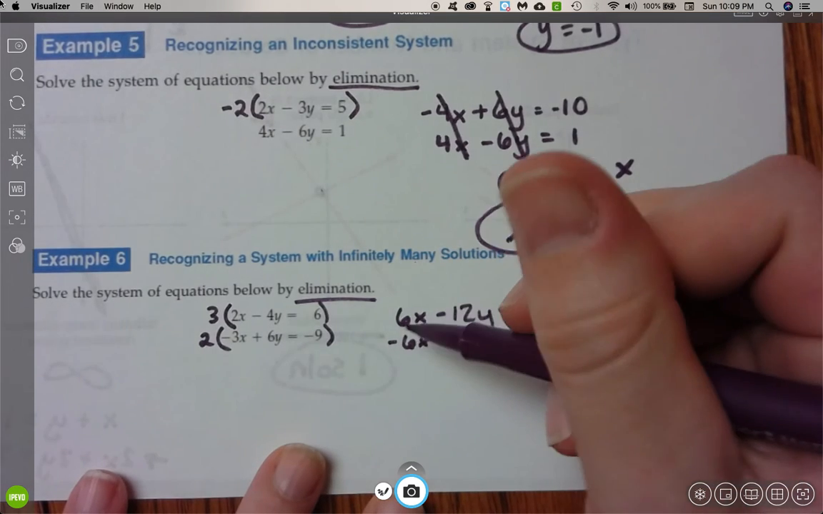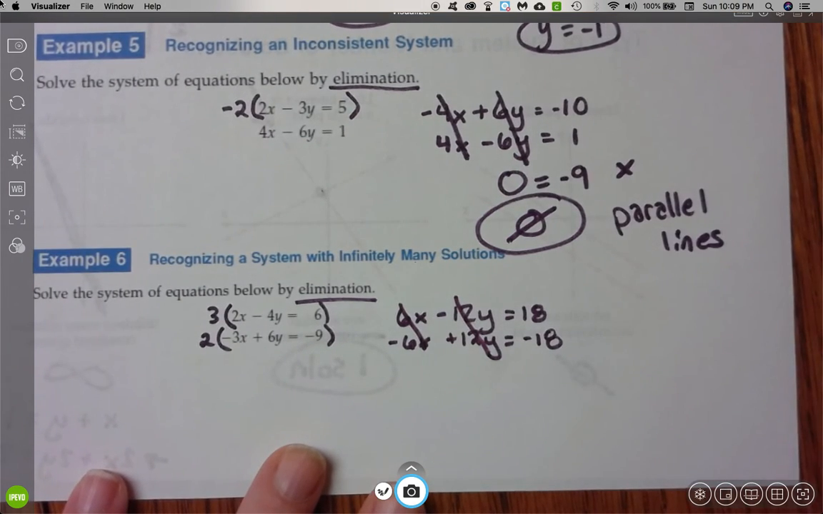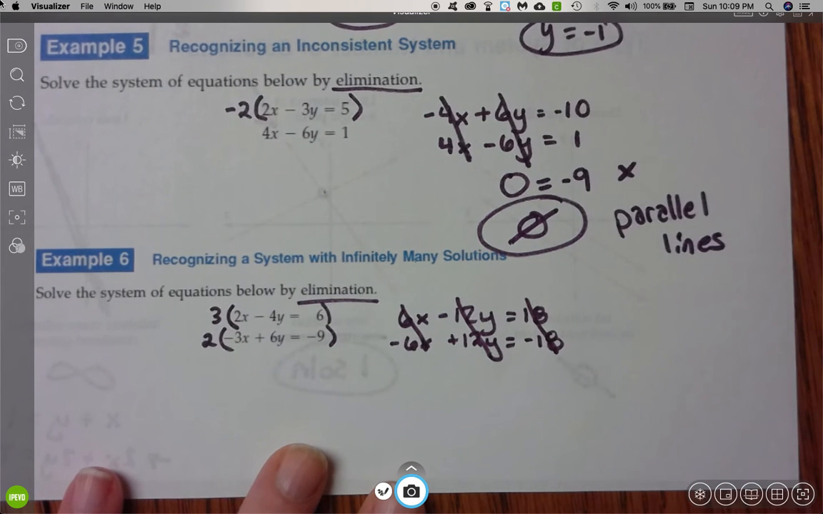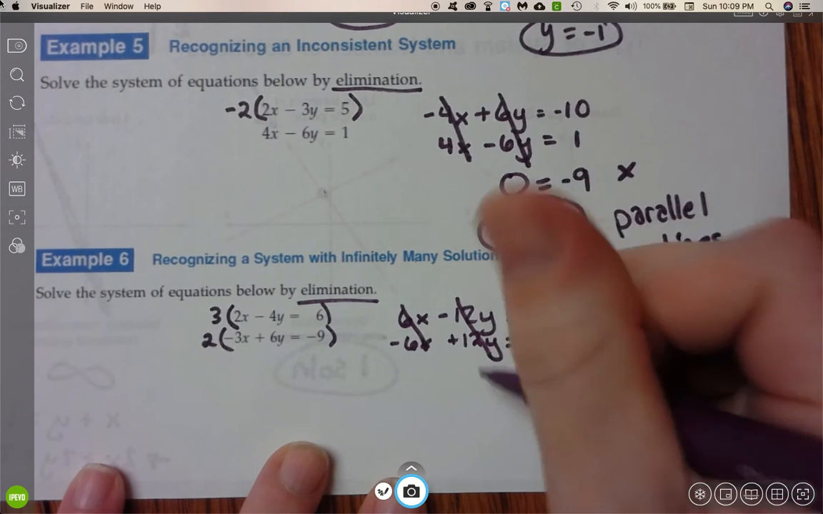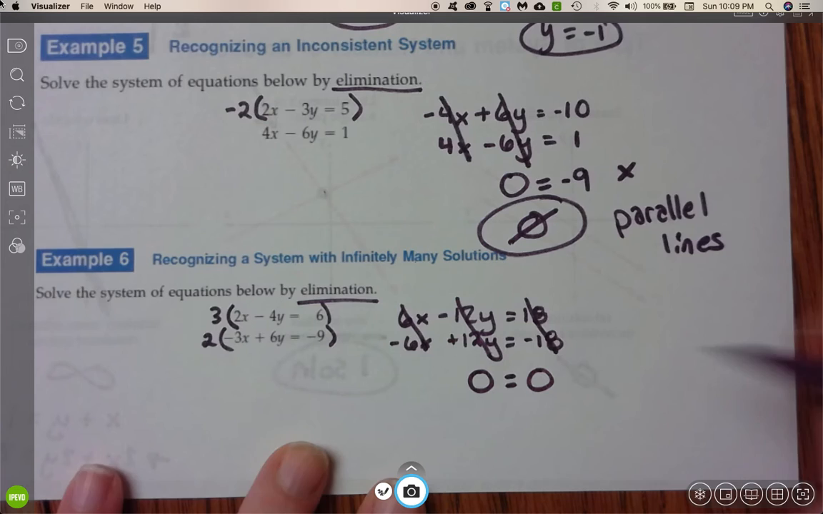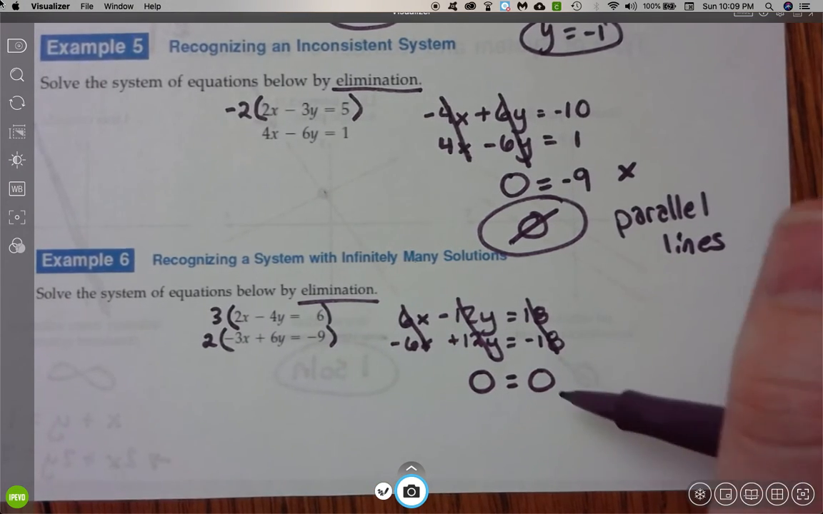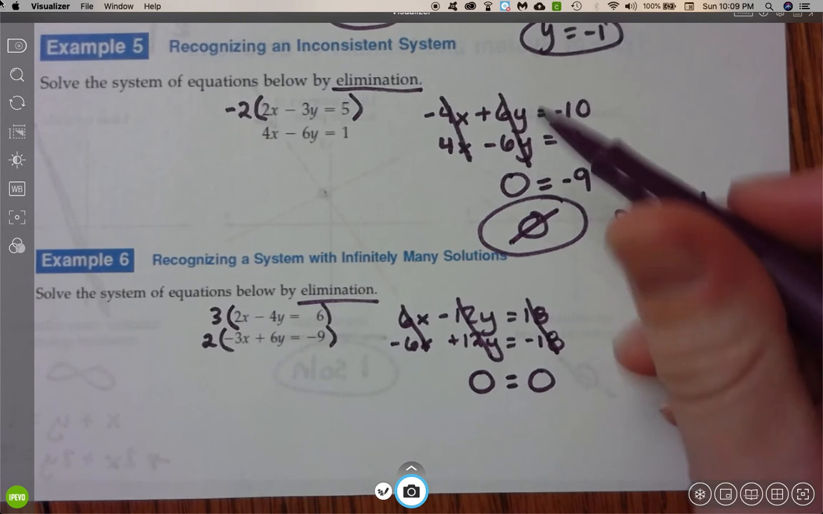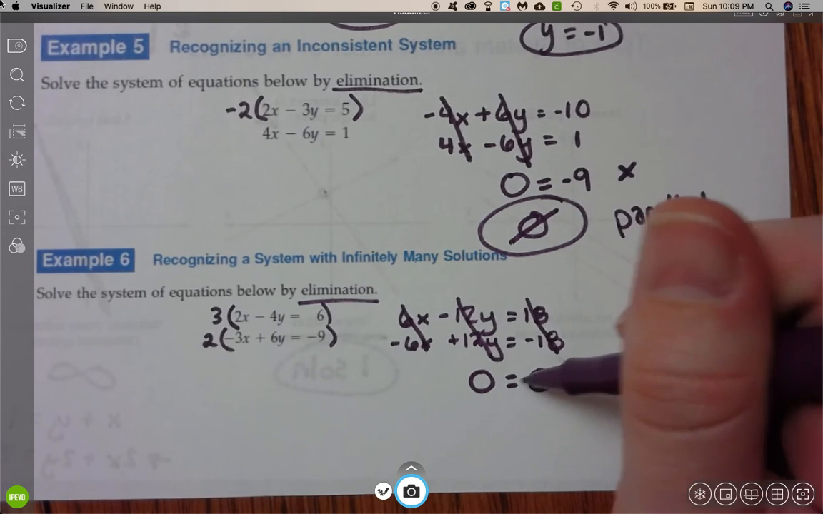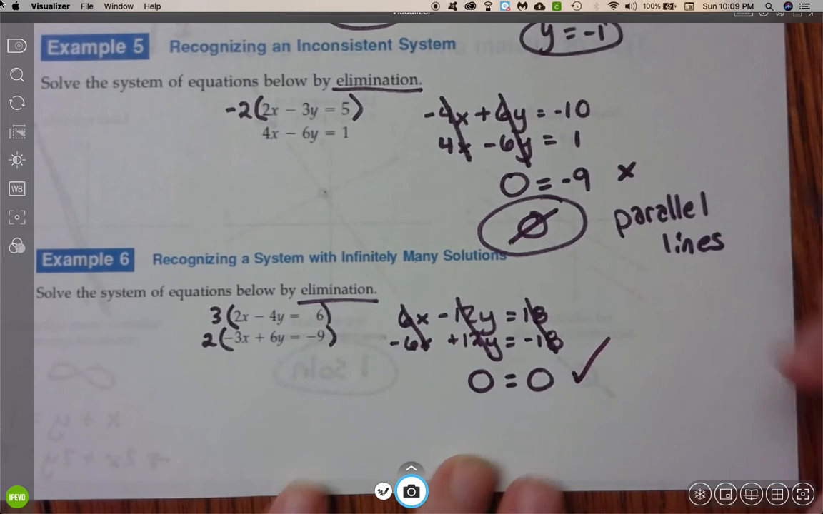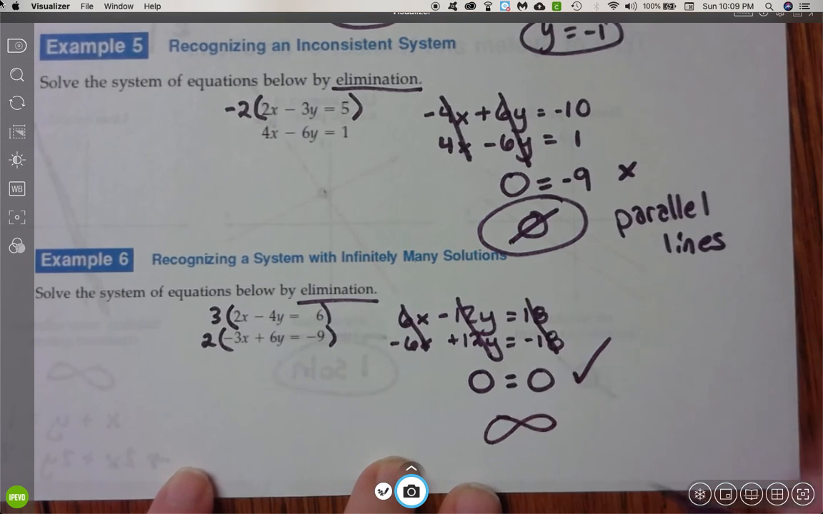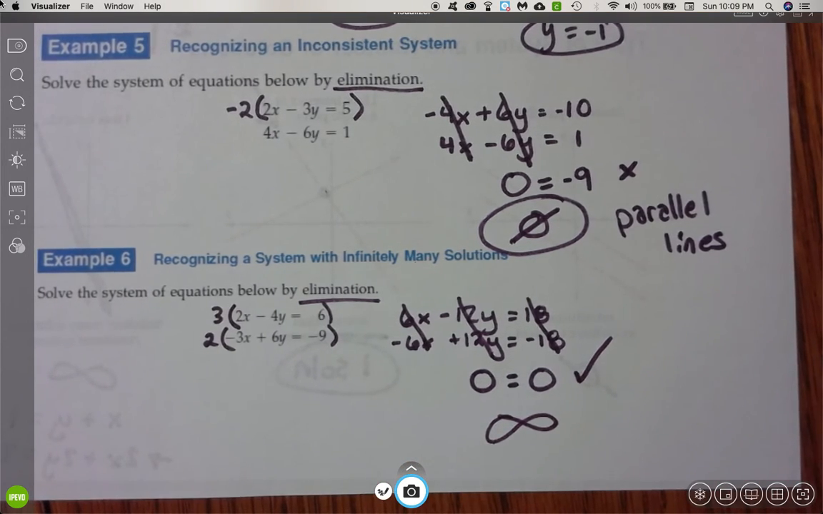So 6x, 12y, oh geez, we got all sorts of stuff that's canceling out. So here's my equal sign. On this side I have nothing left, and on this side I have nothing left. So I have 0 and 0. But when does 0 equal 0? 0 is never equal to -9, but 0 is always equal to itself. So this means that there are infinitely many solutions because 0 is always equal to 0.